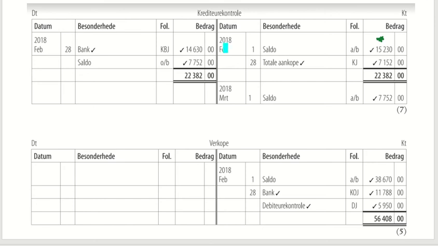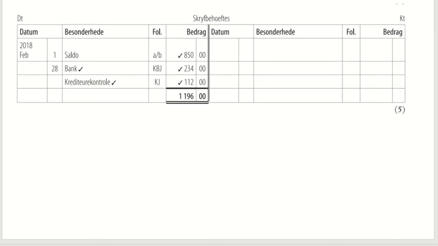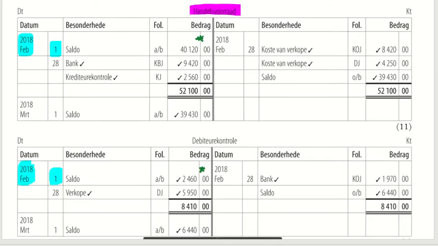Okay, also the date. Then we also have sales, we have a balance of, and sales is our income, and income increases on the credit side with the 38,670. And then lastly, we have stationery, skryfbehoeftes, and that balance increases on the debit side, because it is an expense and expenses increase on the debit side. Okay, so that is now all the balances.